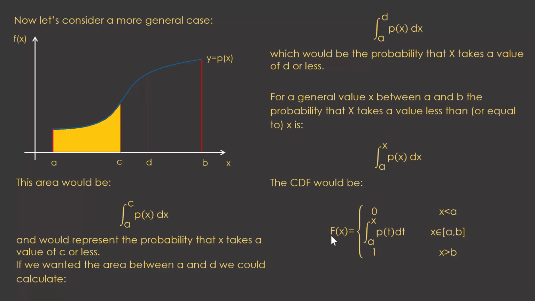And that means that our cumulative probability is 1 for any value x which is greater than or equal to b. And remember, it doesn't matter whether I say just greater than here or greater than or equal to, because the probability of actually being equal to b is 0.